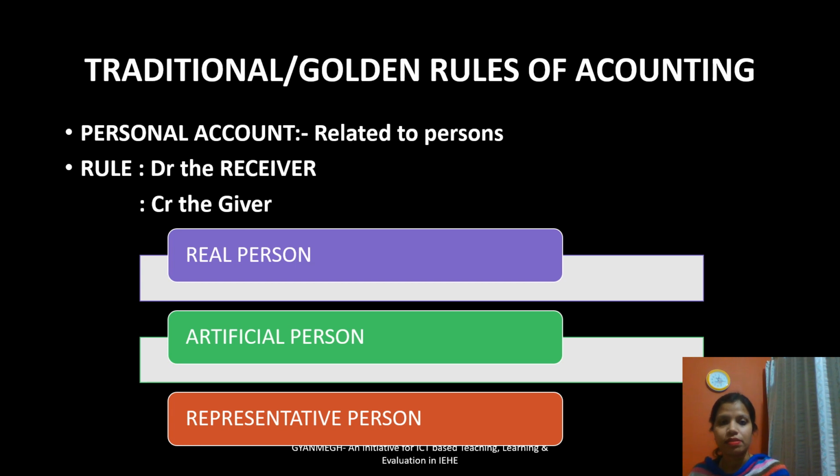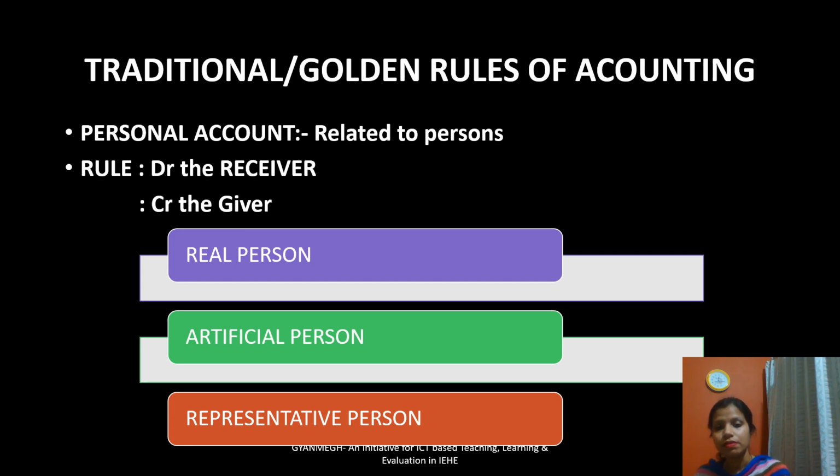Now the question arises, who are real persons? Real person means any person or any transaction in which real persons are involved. For example, Ram, Sita, Geeta, we, you, all of us are real persons. And if in any transaction a real person is involved, then it will come under the category of real person.